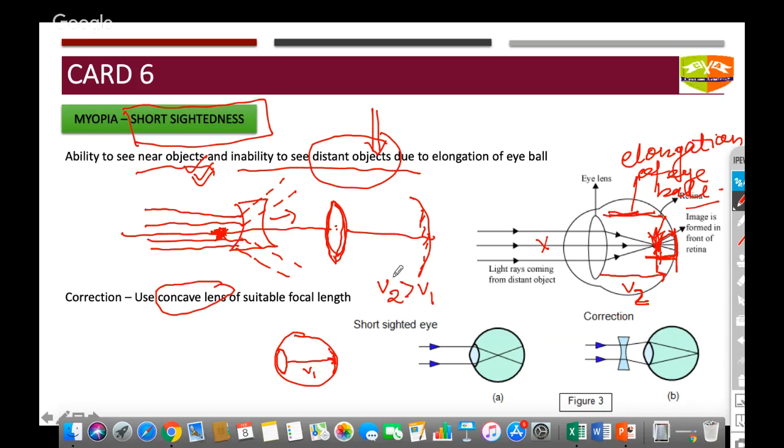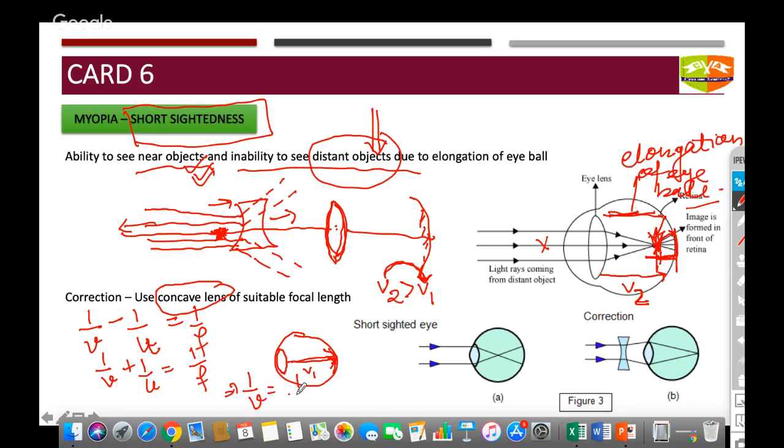Now my objective is to correct this V2. This elongation has to be corrected. It means that I have to take this V2 to the normal position V1. So I write the lens formula 1 by V minus 1 by U is equal to 1 by F. Now U would be negative because the light ray is traveling in this direction and U I am taking in the opposite direction. So I write this as 1 by V plus 1 by U is equal to 1 by F. Now 1 by V is equal to 1 by F minus 1 by U.